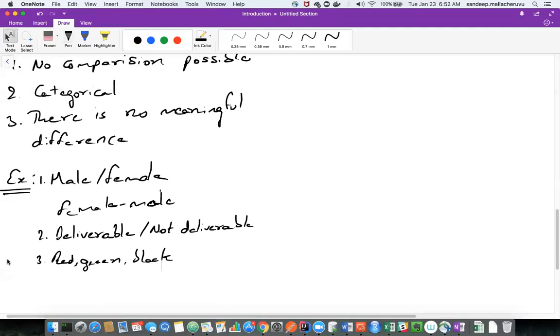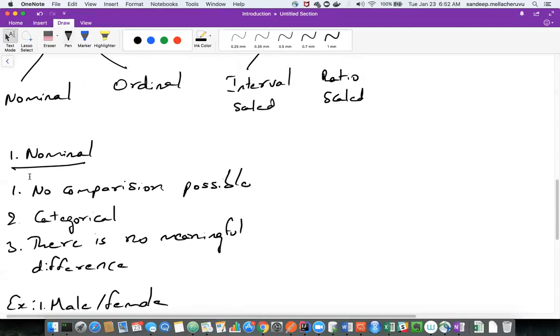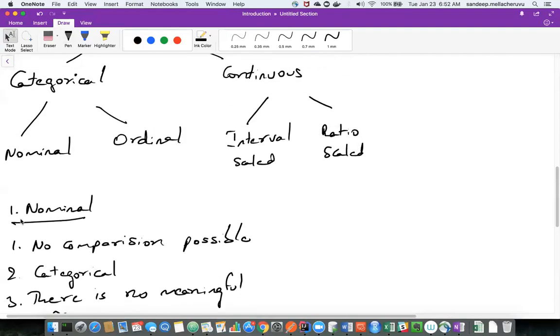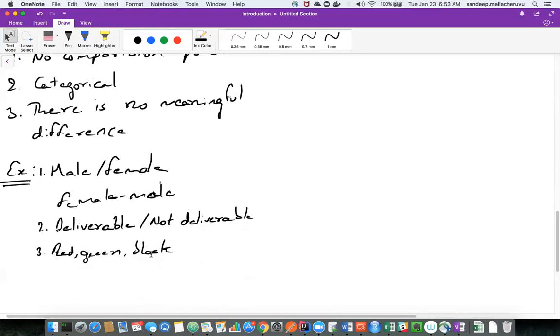No, what I meant is for nominal, we are not expecting only two values. So male and female, it's only two values. Deliverable, not deliverable, it's only two values. But nominal scale can take any number of values for that particular variable, like red, green, and black. Okay, sounds good.